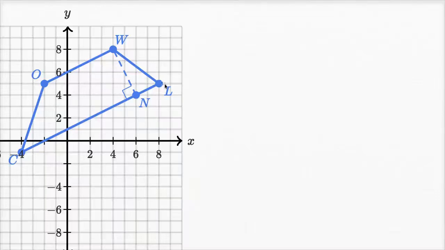So we have a trapezoid here on the coordinate plane, and what we want to do is find the area of this trapezoid just given this diagram. And like always, pause this video and see if you can figure it out. Well, we know how to figure out the area of a trapezoid.